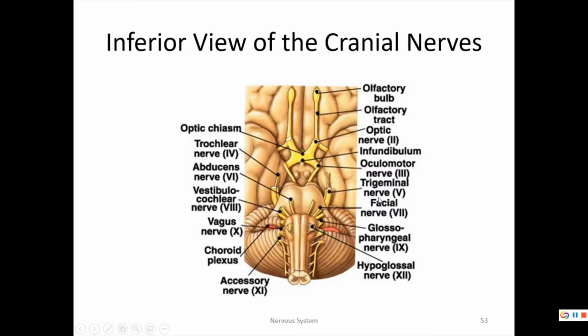Number 7, facial, found here and here. Number 8, the auditory or vestibulocochlear nerve, found here and here. And then our glossopharyngeal here, and then our vagus, which we could see here, and then our accessory here. Okay.